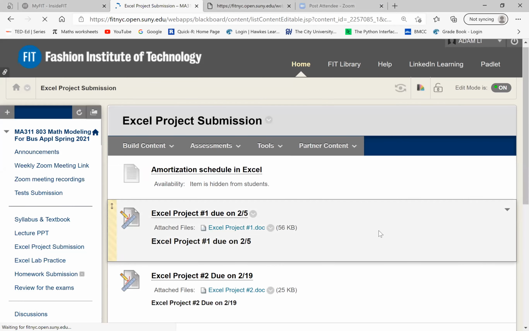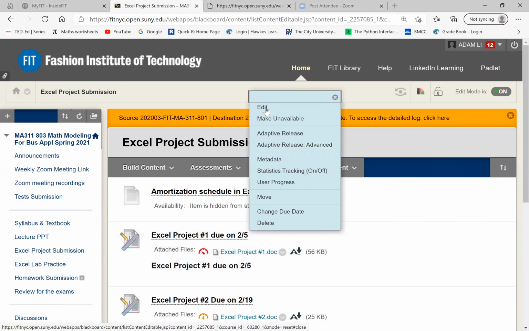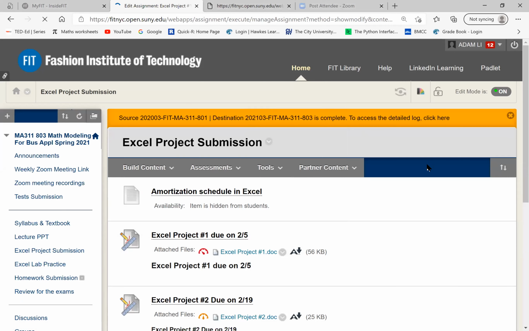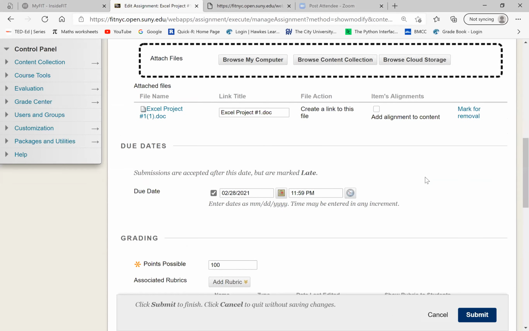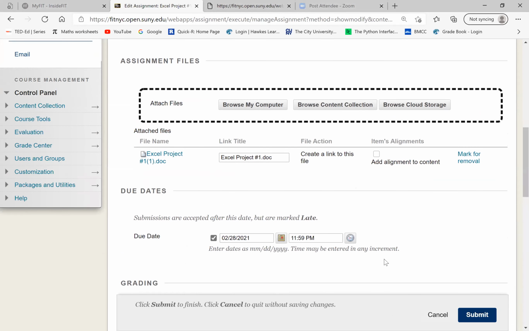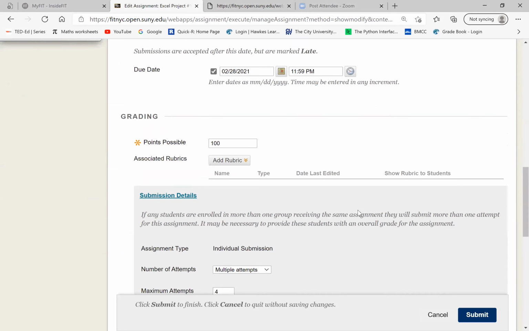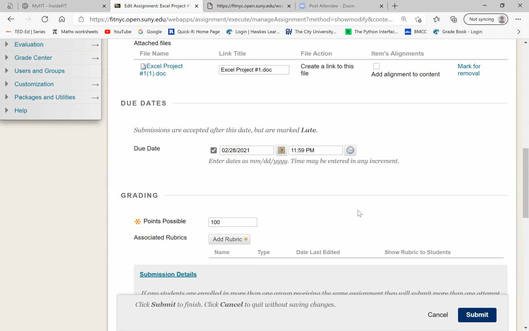Submission. This is the original due date, but I think I extended. Excel project number 1. Okay, so it's due by the 28th. But if you need more extension, let me know. I can extend a little bit further just in case you want to revise it. If you didn't get a chance to revise it, I can let you revise it and then resubmit it.